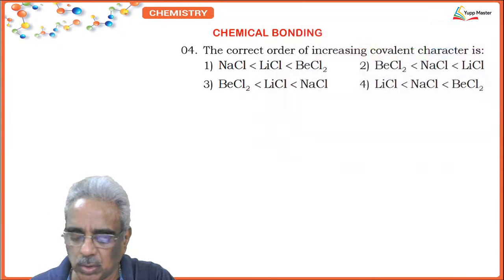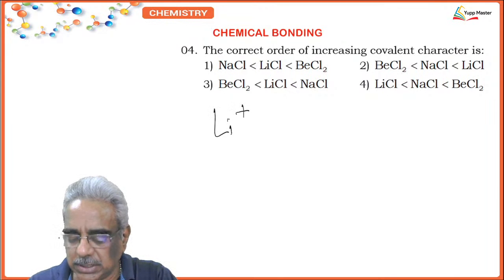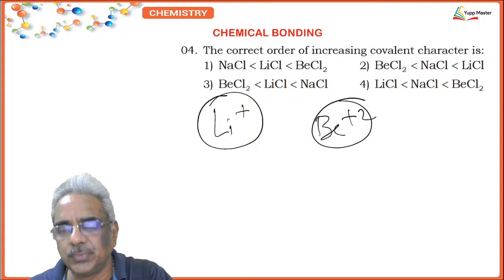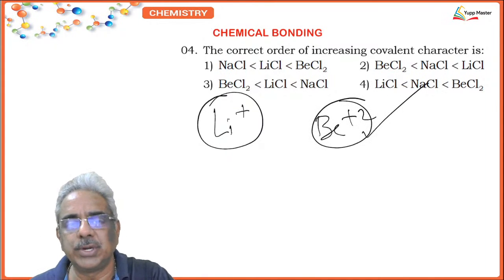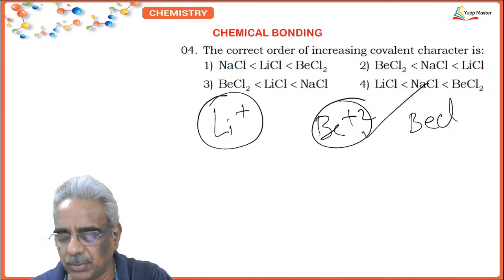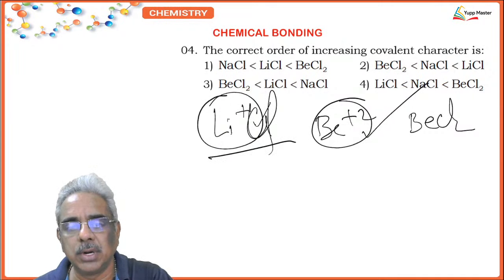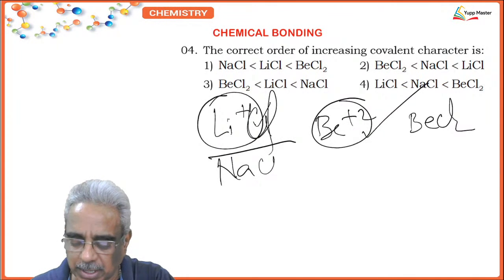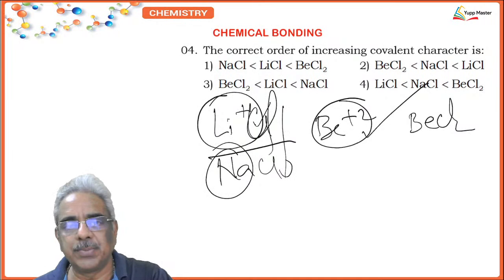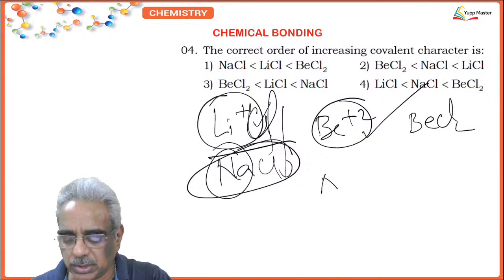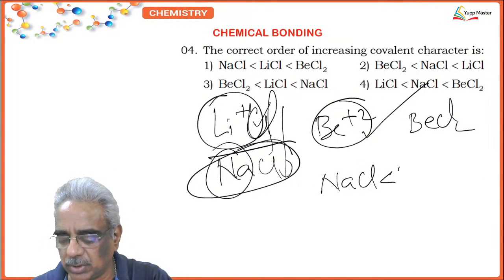So what can we conclude? See, lithium plus is somewhat larger, beryllium 2 plus is very small. So it will have highest polarizing power. So it leads to covalent nature of beryllium chloride. Compared to lithium chloride, beryllium chloride is a better covalent compound. So from lithium chloride to sodium chloride, ionic size increases, polarizing power decreases. Therefore, ionic character will increase, covalent character will decrease. So best ionic compound is sodium chloride, then comes lithium chloride, then comes beryllium chloride in covalent character.